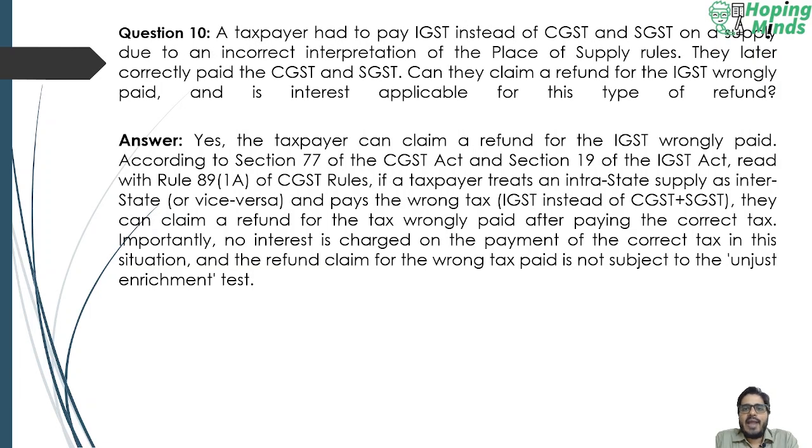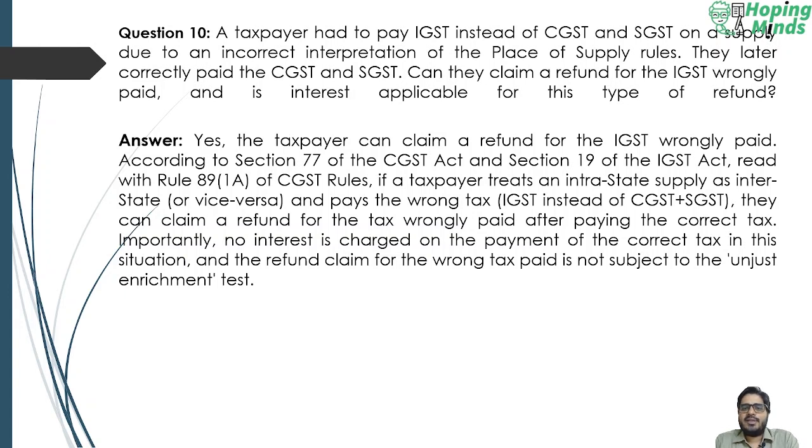A taxpayer had to pay IGST instead of CGST and SGST on a supply due to an incorrect interpretation of place of supply rules. They later correctly paid the CGST and SGST amount. Can they claim a refund for the IGST wrongly paid and is interest applicable for this type of refund?